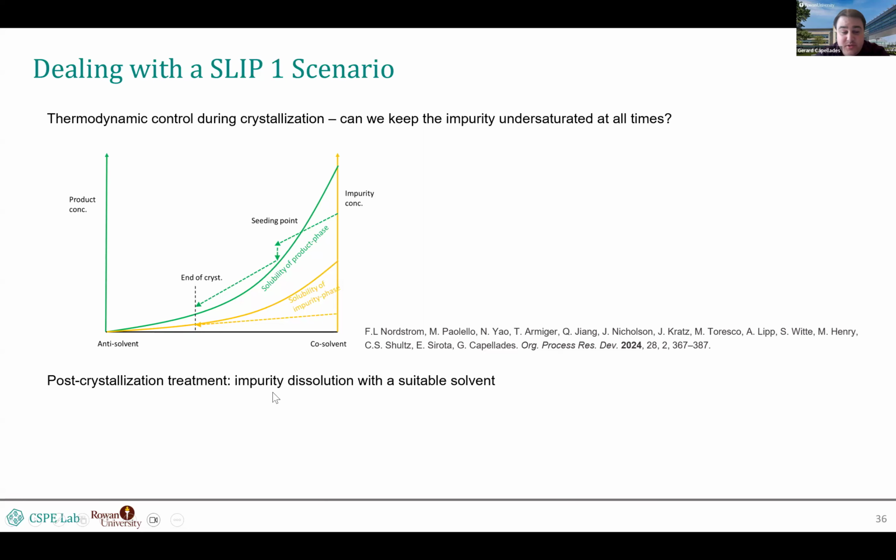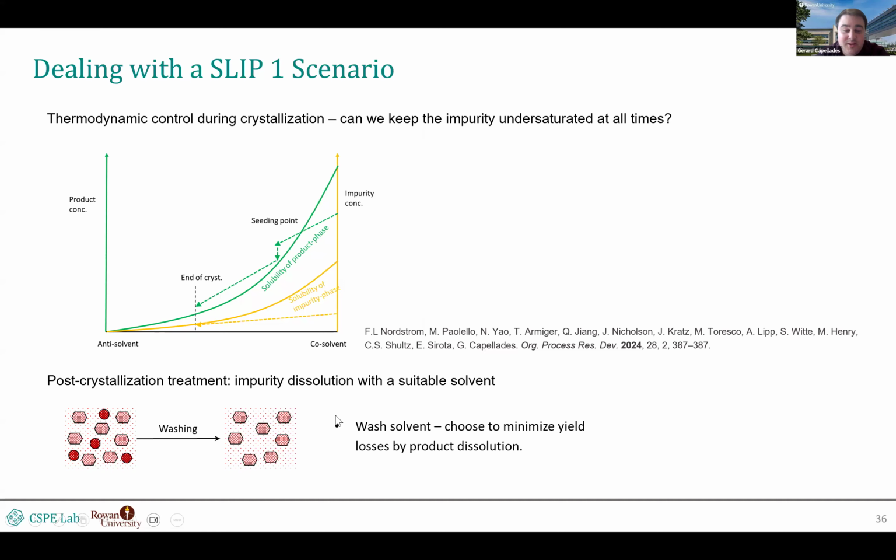Post-crystallization treatments are the other option. The impurity tends to dissolve before the product. So if it crashes out, you can always add some washing to remove the impurity. And you want to choose a wash solvent that minimizes dissolution of the product. But at least you know, based on the sleep test, that the impurity is crashing out.